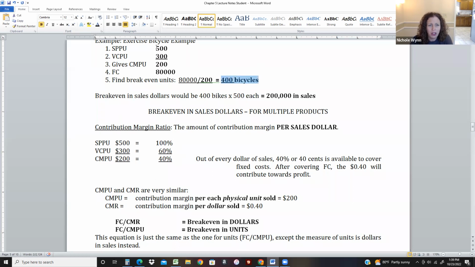So in my example, I'm selling bikes for $500 and they cost me $300. So every time it's $200 a bike. So I would find my answer in bikes and then I would just convert it to dollars, and I would never even find the CMR.